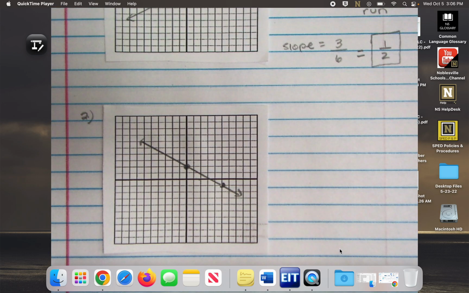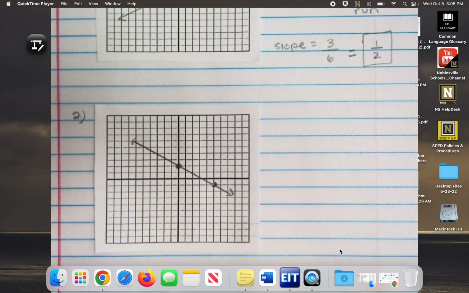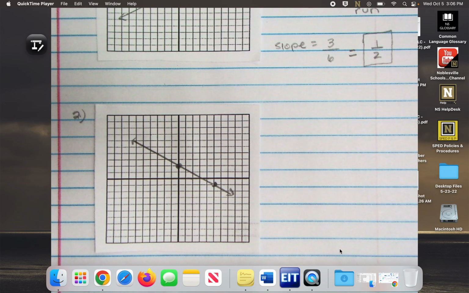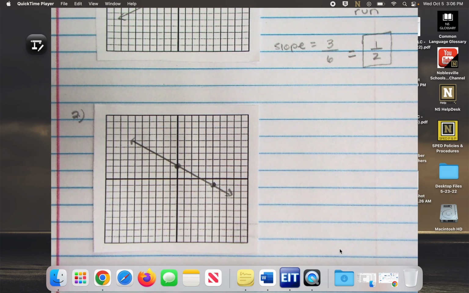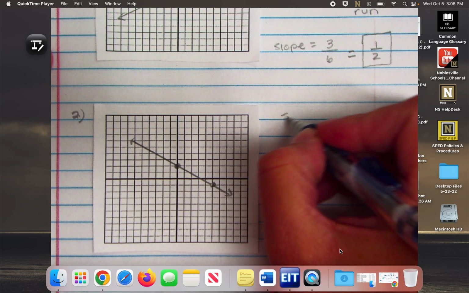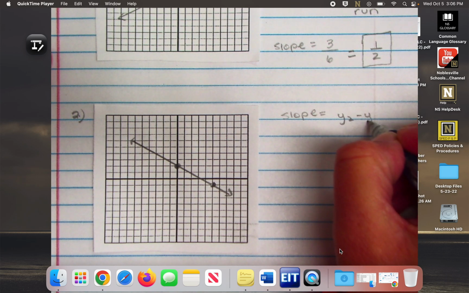So we've got 0, 2, and 5, negative 1. Wait, what was the top one? 0, 2, and 5, negative 1. And we're going to do a different strategy for finding our slope here. There's also a formula if you're given both ordered pairs. Slope equals y2 minus y1 over x2 minus x1.